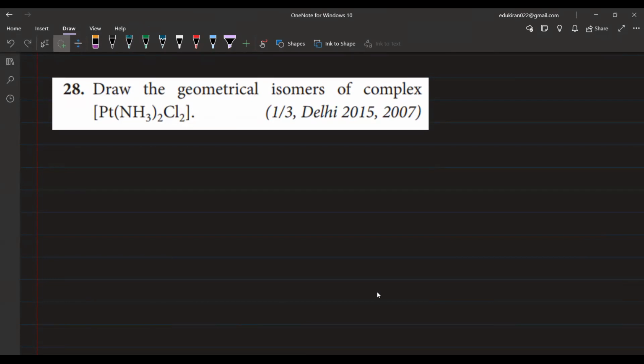अच्छा, अब सबसे पहला सवाल है कि ये जो Pt(NH3)2Cl2 है, this will be tetrahedral या फिर square planar? Tetrahedral or square planar? What do you guys think? Send the answer in chat.